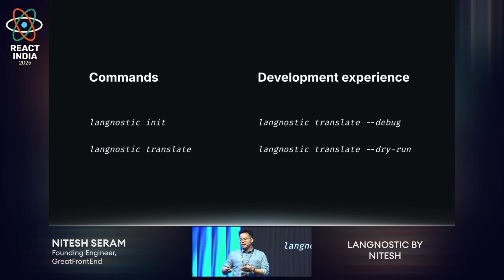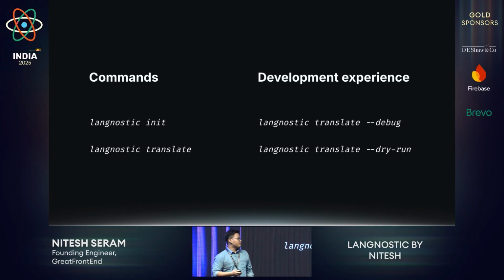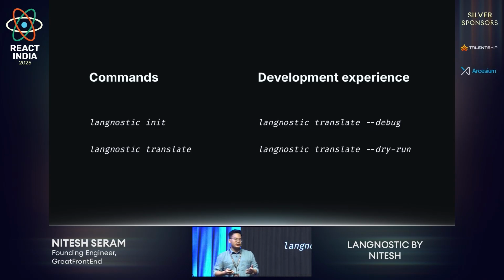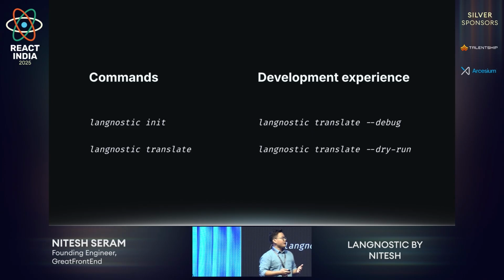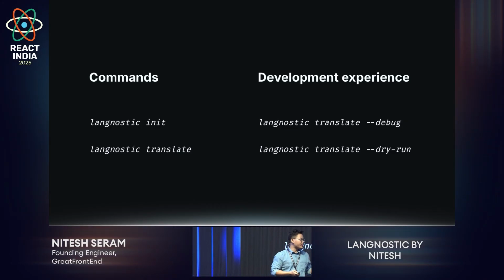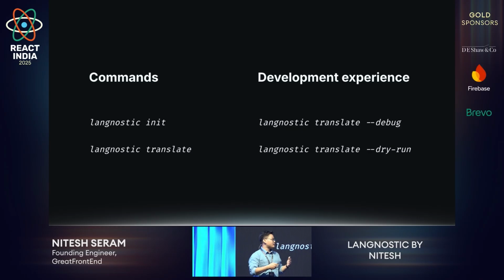Now we have two more flags that you can add to the Langnostic translate command. The first is the debug flag. When you add this flag, it logs all the translation instructions that you pass to the AI, all the context that you pass to the AI, and even the responses that you get from the translation requests. It logs everything in a file. And if there is any error during the translation, it also logs those errors in a file. The next flag is dry run. When you run the translation using dry run, it doesn't actually trigger the translation. It prints all the content that needs to be translated in your console.